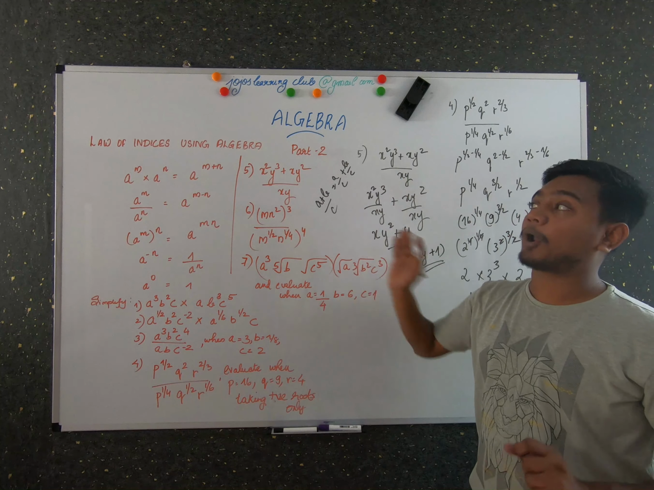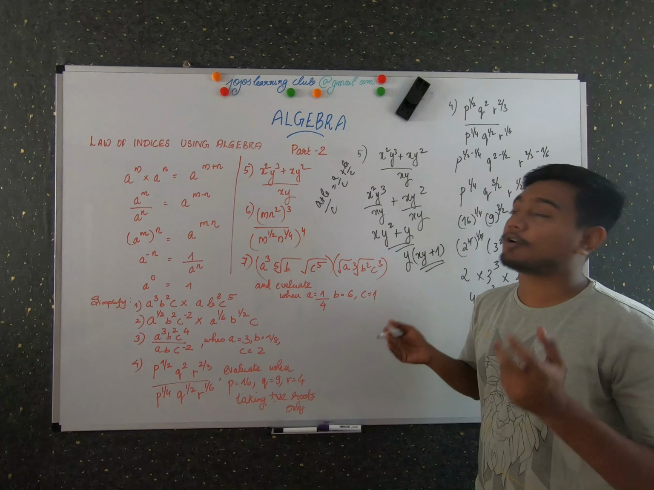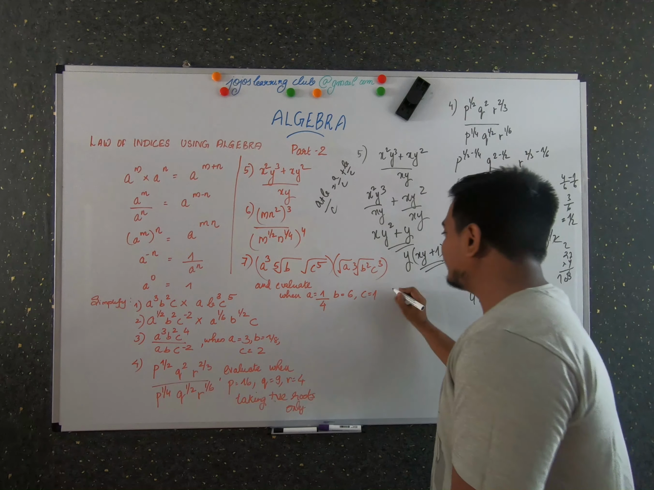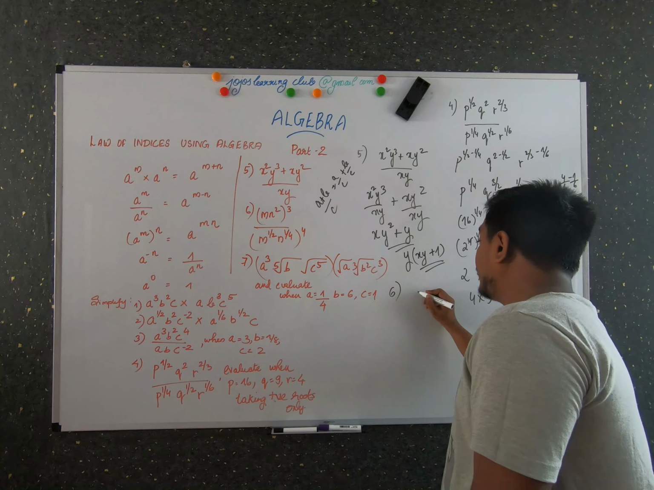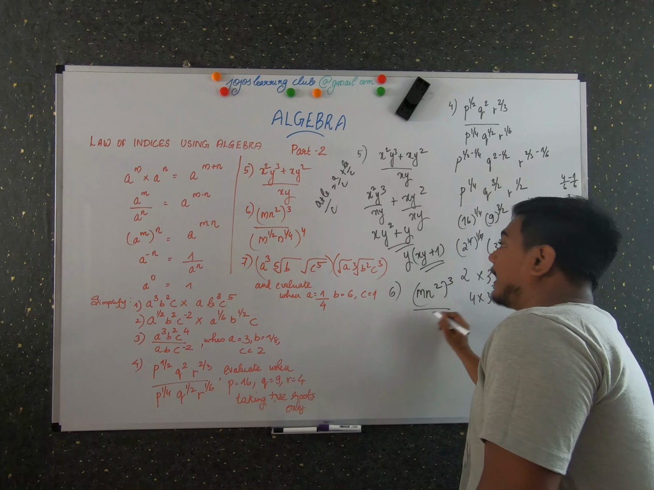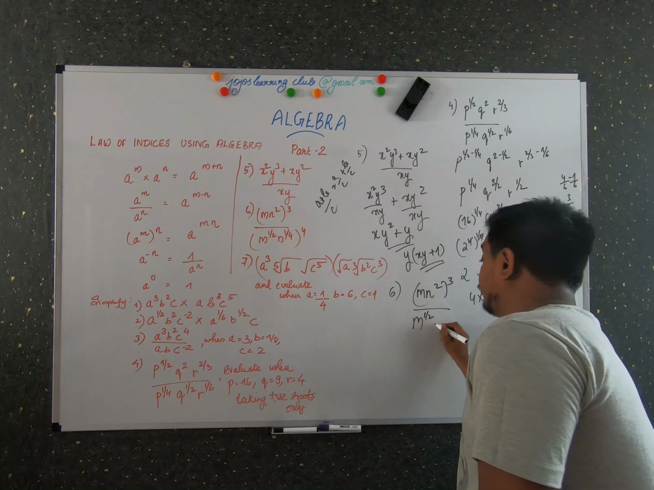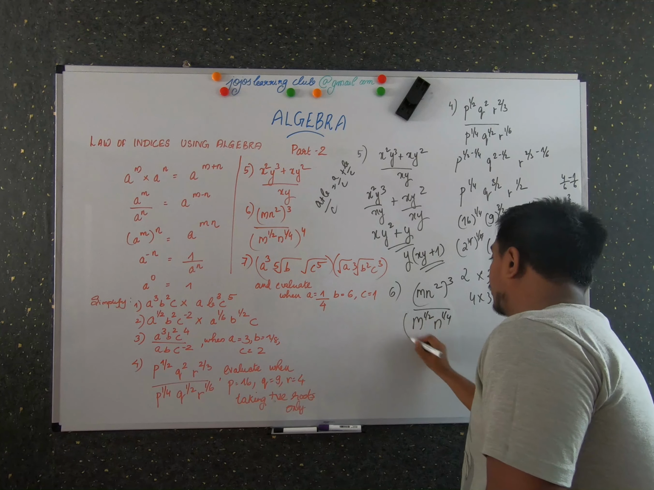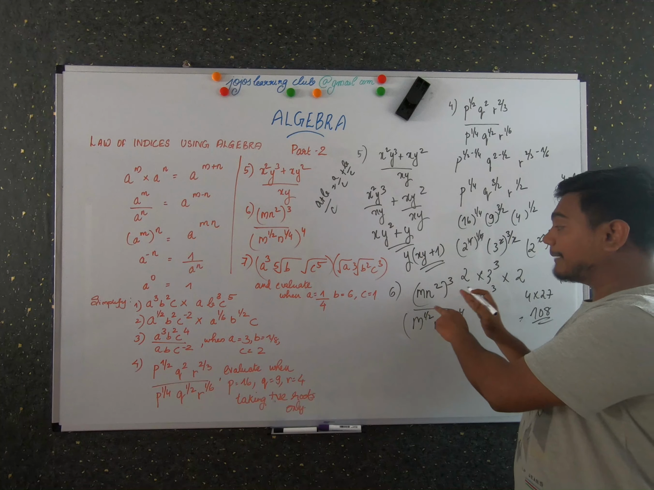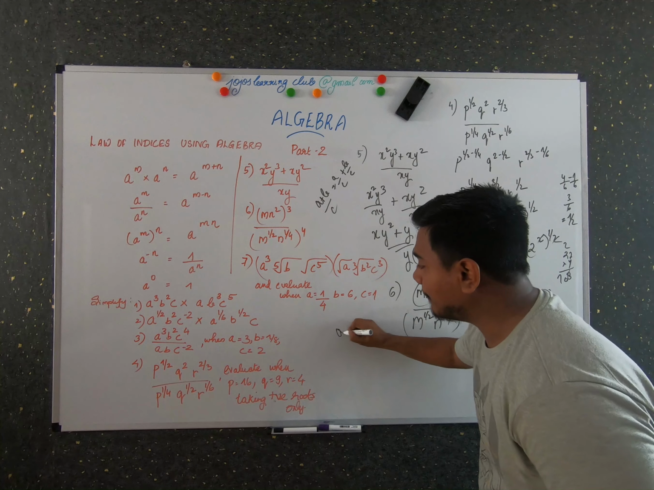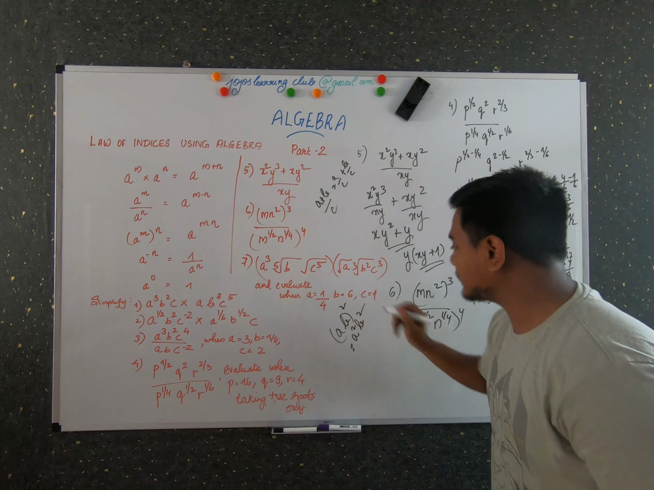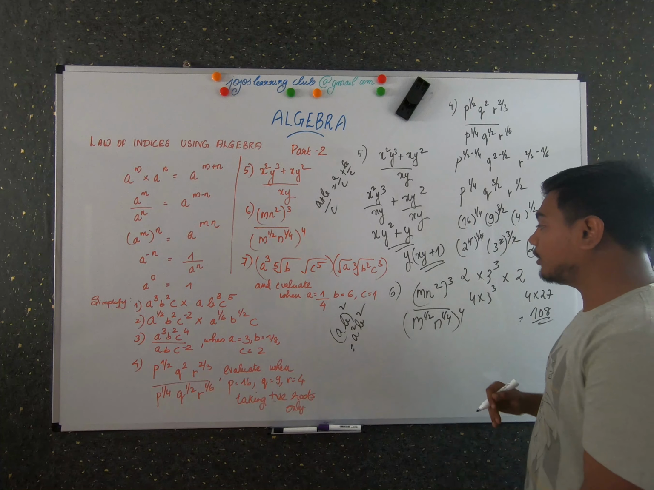And there is a similar problem, but it is with fractions. That's the only difference between problem number 5 and 6. So let's do problem number 6: (m square n) whole raised to 3 by m raised to 1 by 2 into n raised to 1 by 4, whole raised to 4. In these brackets, for example, (ab) the whole square is the same as a square b square. So apply the same for this one also.